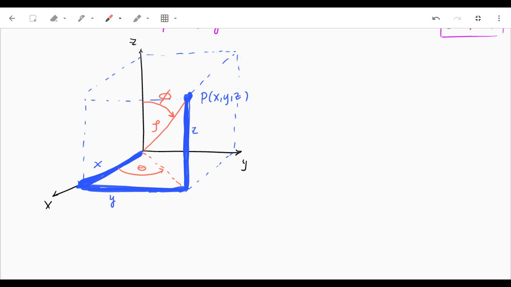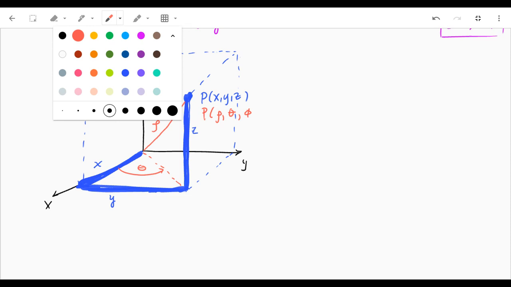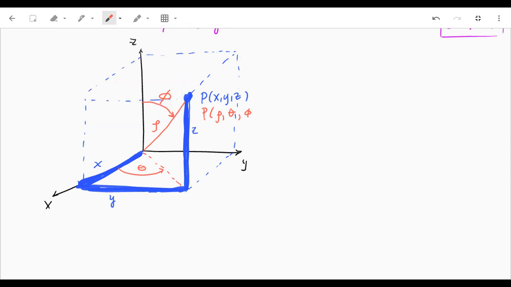So with only two of those, you wouldn't be able to get there. If we only knew what theta and rho were, we wouldn't know how high to put that point, which is what phi gets you. And if we only had phi and rho, we wouldn't know what angle to make in the xy plane. So you do need all three of those. So kind of get that straight in your brain there. But that would give us our point, rho, theta, phi.